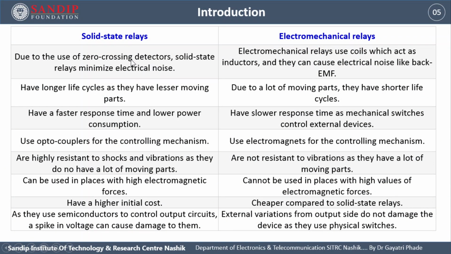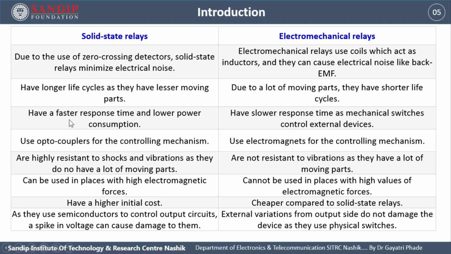Here is the difference between the solid state relays and electromechanical relays. Due to use of a zero crossing detector, solid state relays minimize the electrical noise, whereas electromechanical relays use coils which act as inductors and can cause electrical noise like back EMF. Solid state relays have longer life cycles as they have fewer moving parts. Due to a lot of moving parts, electromechanical relays have shorter life cycles.